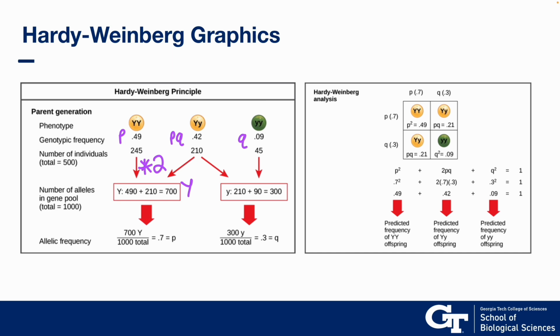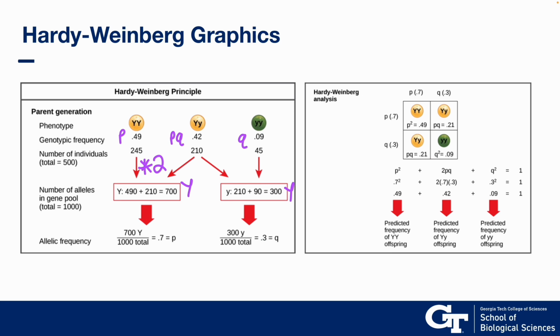How about little y? Well, we're going to take the 210 little y alleles from the heterozygote and the 45 from the homozygote, and we're going to get 300. So how are we going to find out P and Q? Well, we're going to take the 700 Y alleles out of the 1,000 total in the population. The 1,000 alleles, that's 700 plus 300. So we're going to take big Y over all the alleles, and we get 0.7 as P, and we get 300 little y's over 1,000 alleles total. That gives us 0.3 as Q.